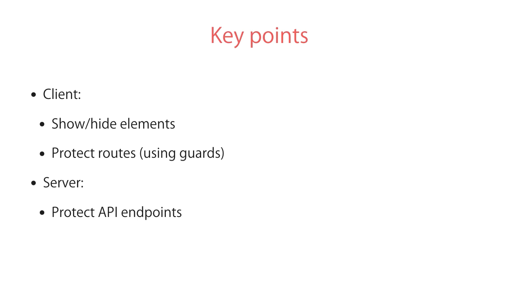Now, on the server, you may want to protect all or a subset of your API endpoints from unauthorized access. And once again, to do that, you use JSON Web Tokens. So on these API endpoints, you should expect an authorization header with a valid JSON Web Token in the request.